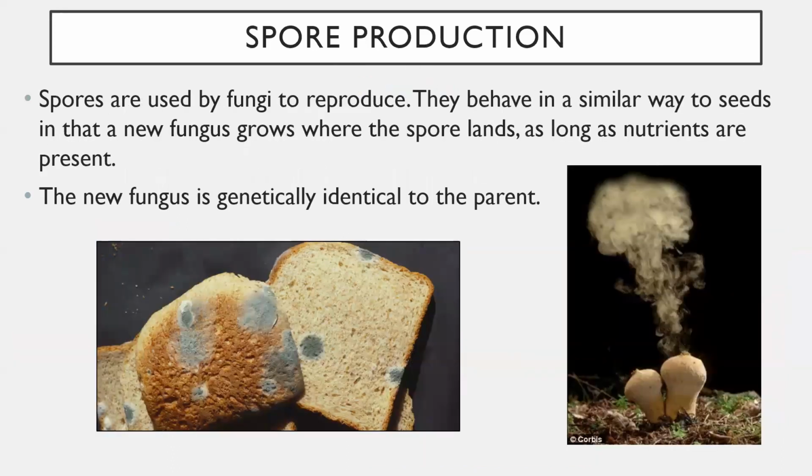Spore production. Many of you probably have heard of this one before, but we'll go over it anyway. And if you haven't, that's fine. There's nothing wrong with that. Spores are used by fungi to reproduce. They behave in a similar way to seeds in that a new fungus grows where the spore lands, as long as nutrients are present. So as long as there's nutrients present on the substrate, remember that word substrate back from earlier this year, the substrate is the thing that it's growing on. As long as nutrients are existing there, a new fungus is going to flourish and grow.